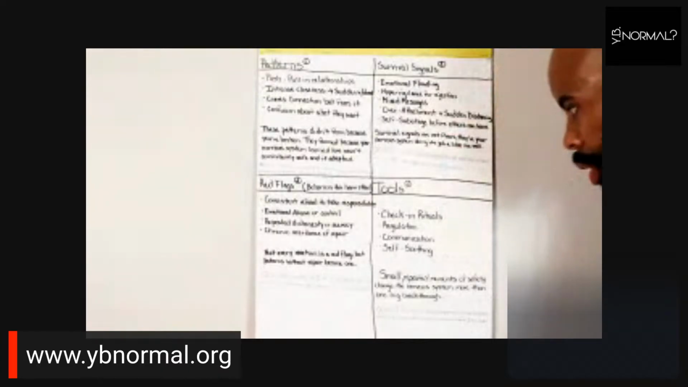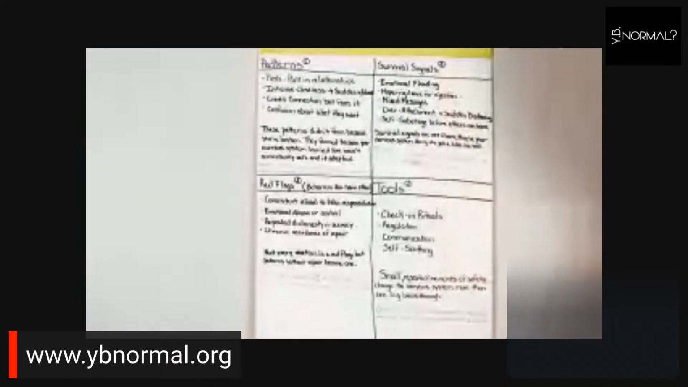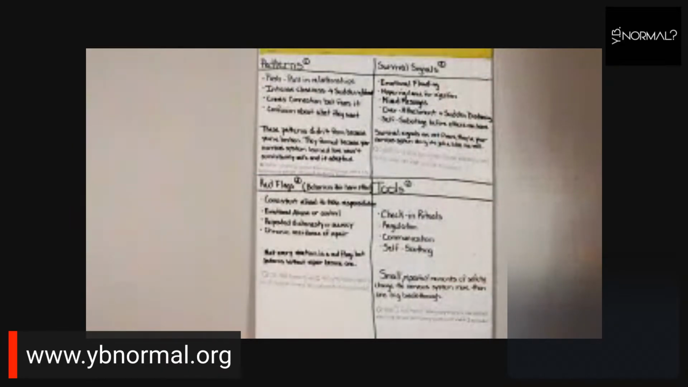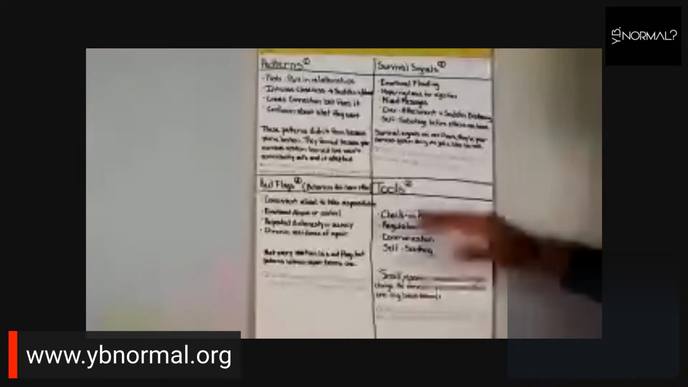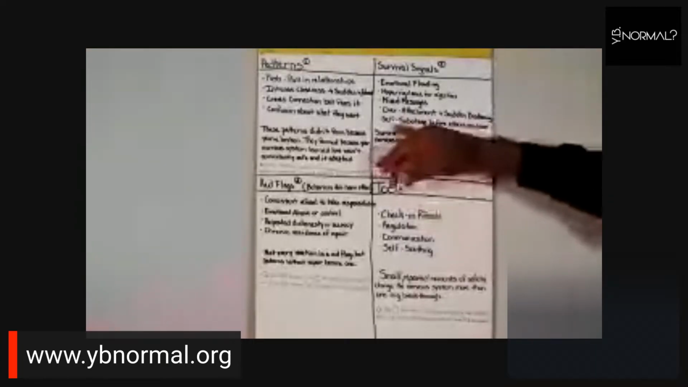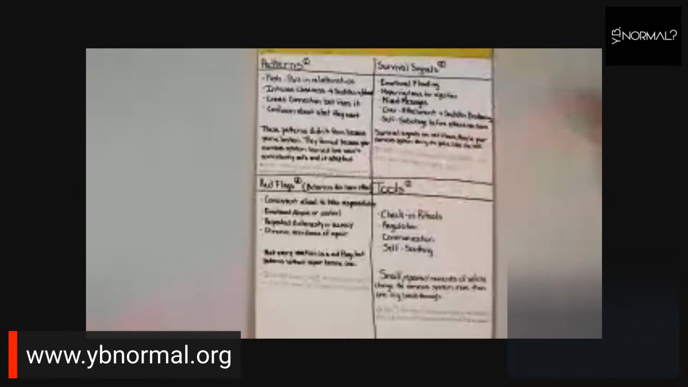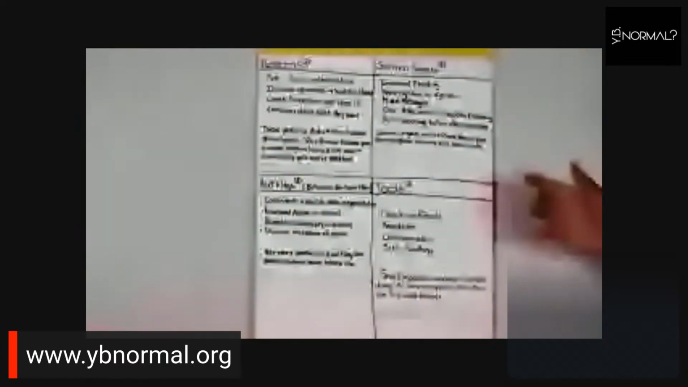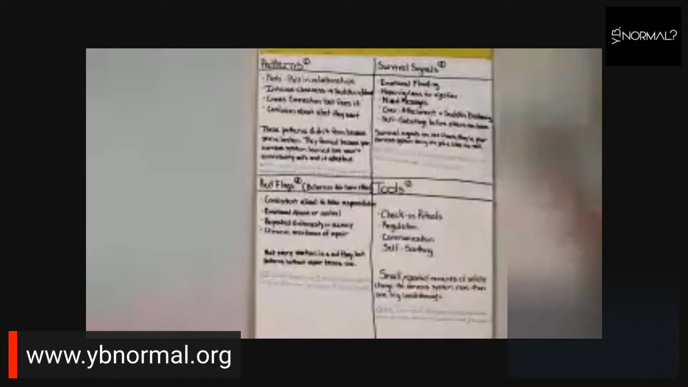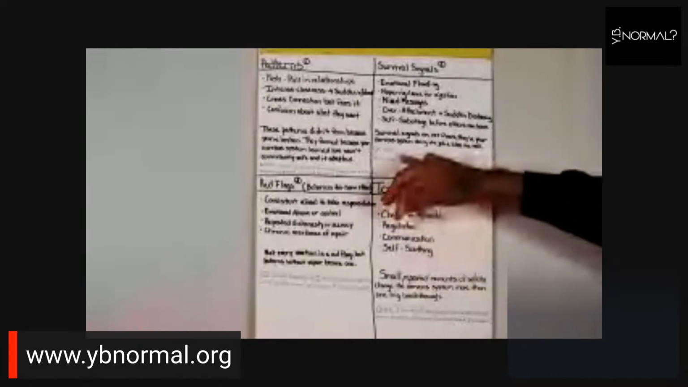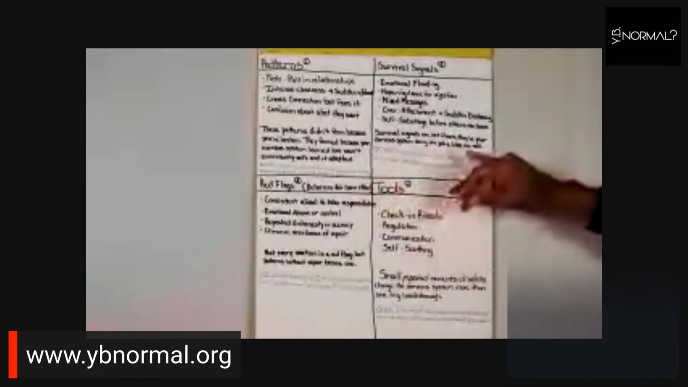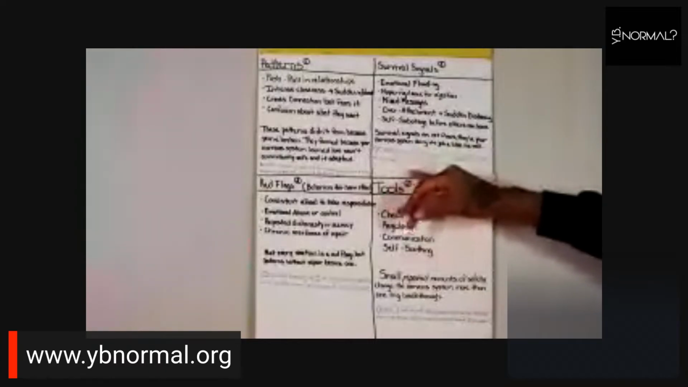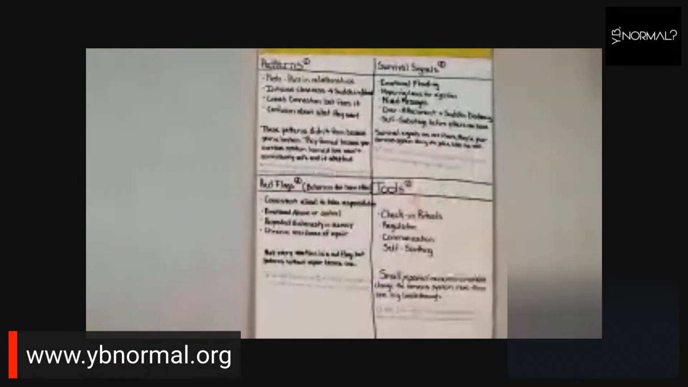All right, so let's go to survival signals. Survival signals are emotional flooding, hypervigilance for rejection, mixed messages, over attachment and sudden distancing, and self-sabotage before others can leave. Survival signals are not flaws; they're your nervous system doing its job a little too well. The question is: what is my body feeling right now, and what does it need to feel safe, not what it needs to escape?